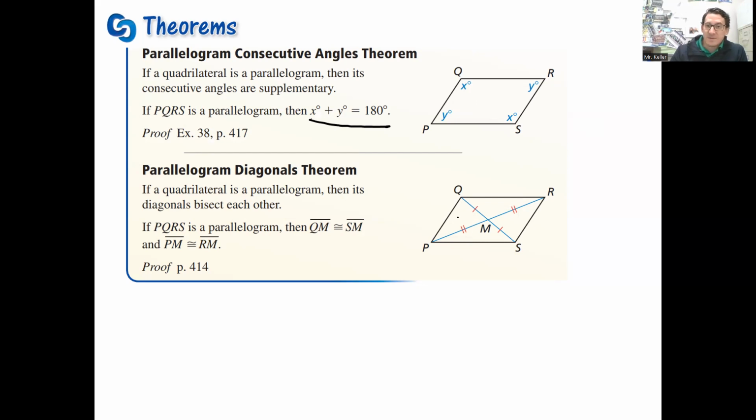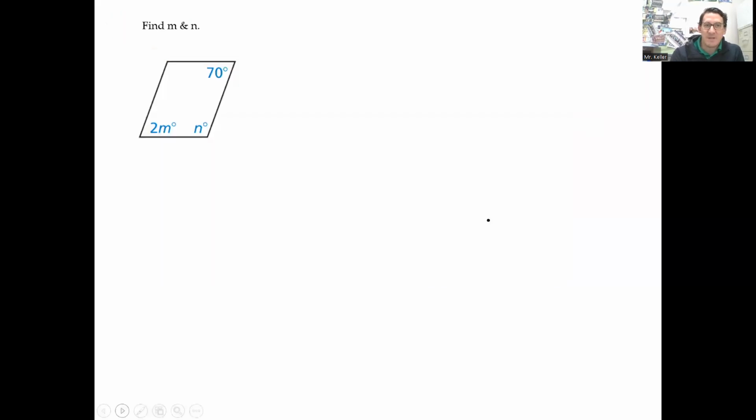And then the diagonals. Diagonals bisect each other. So here we have point M. So the diagonals, P to M is the same distance as M to R, and then Q to M is the same distance as M to S. So the diagonals bisect each other. Let's look at a couple examples of these two.